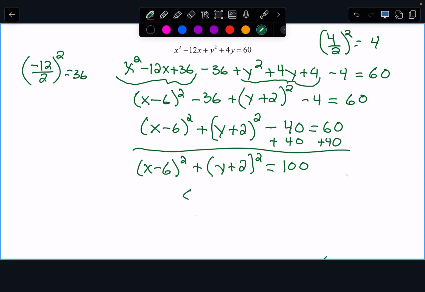All right, so the center is going to be what? Unlike the parabola and the absolute value, both signs change in a circle because it's really not a function. What's that? All right, that's that. And my radius is going to be equal to the square root of 100, which is 10.